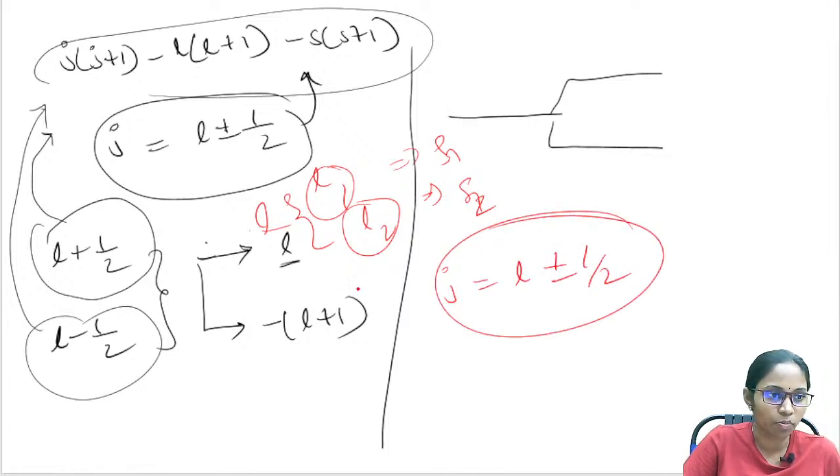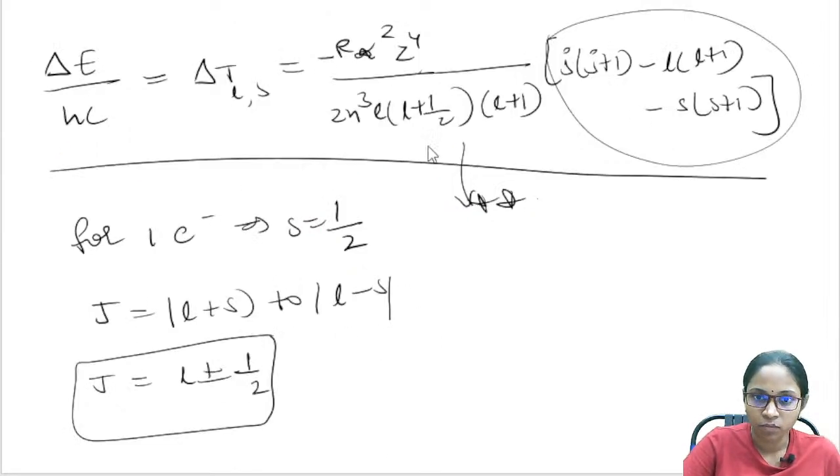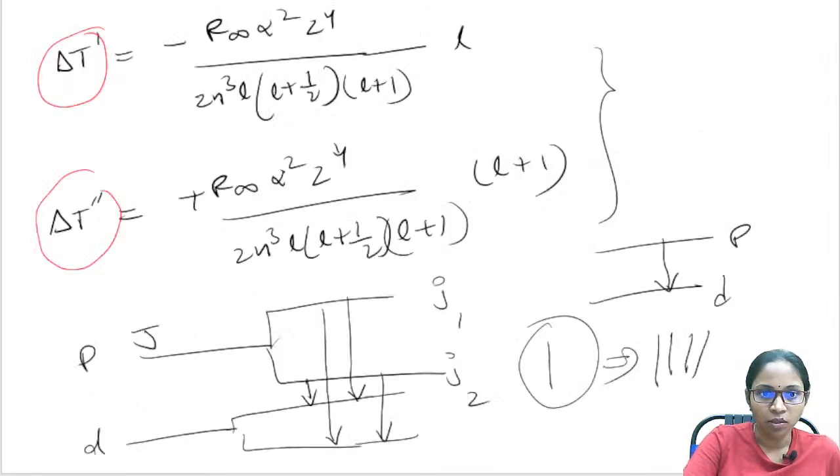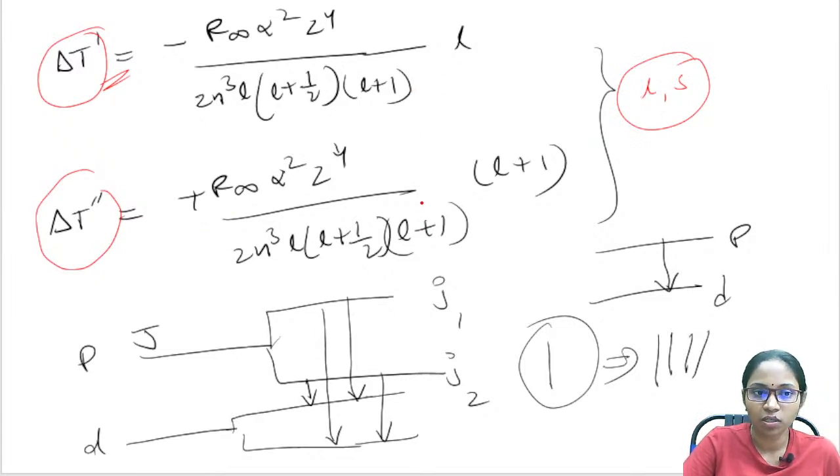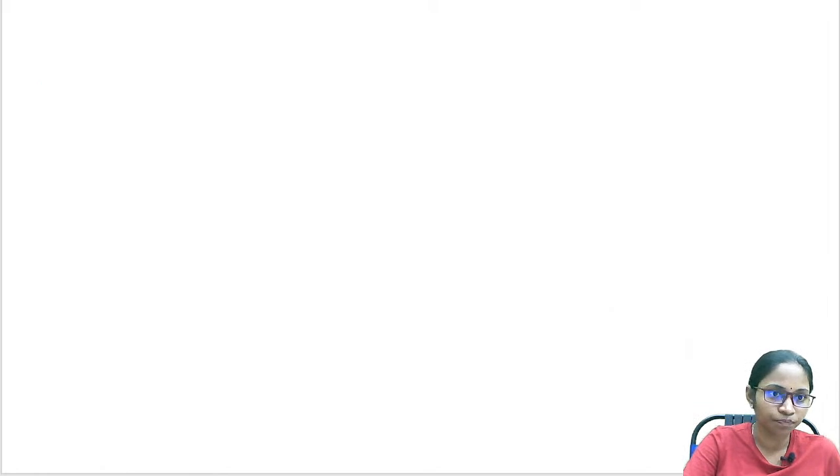We had discussed this topic in our last class, and by substituting the J values in this equation, we found two different term values, that is delta T prime and delta T double prime. This change in energy is due to spin orbit interaction. Due to spin orbit interaction we are having two different term values, and I will continue this lecture.